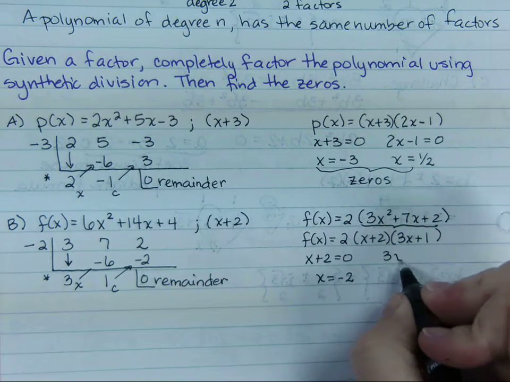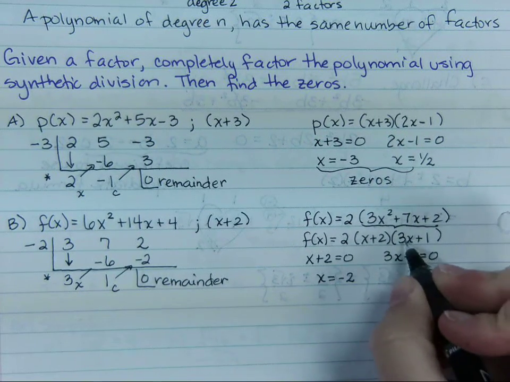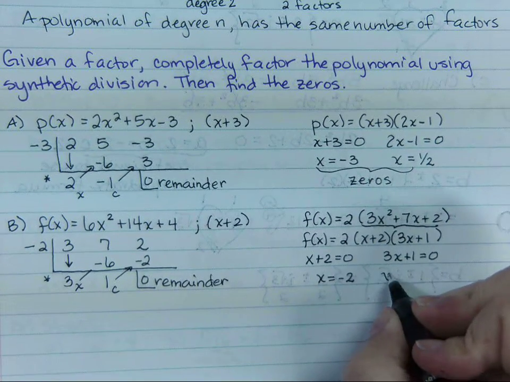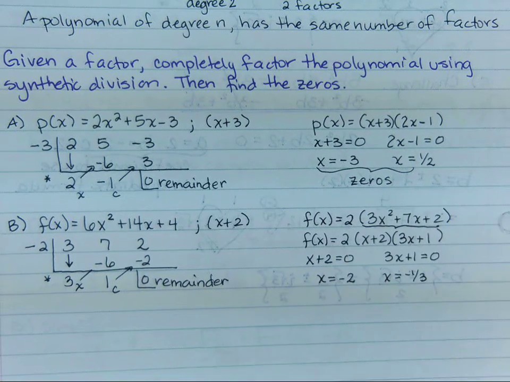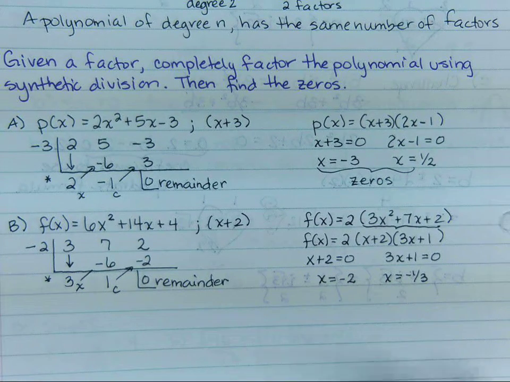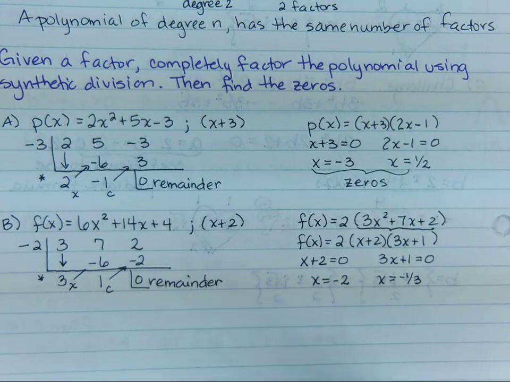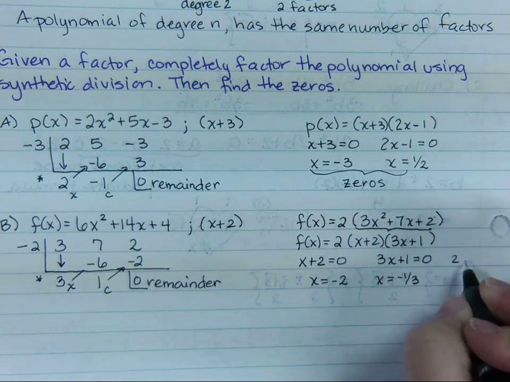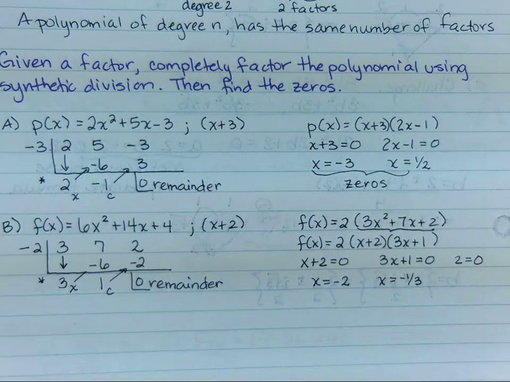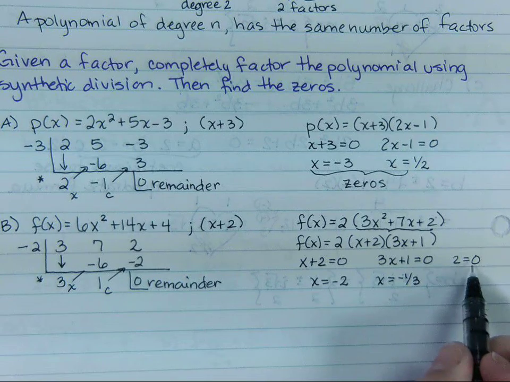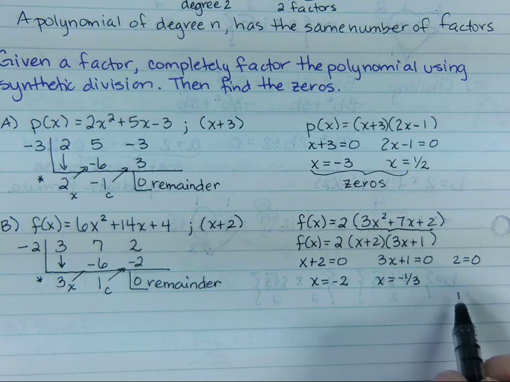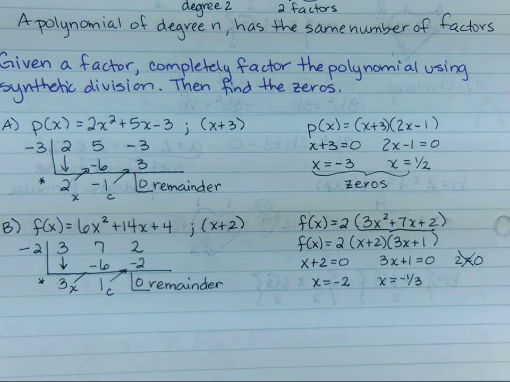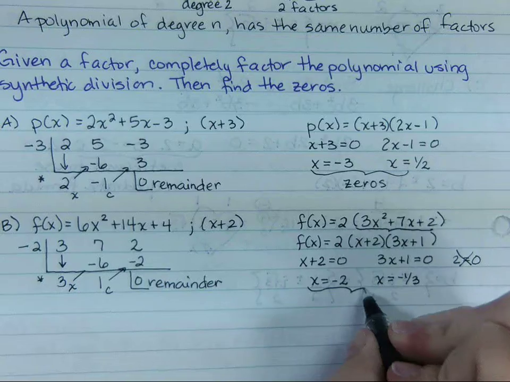And the last thing I have to do is find my other 0. So I'm going to set this other factor equal to 0. Now when I subtract 1 and divide by 3, I'm going to get my other 0 as negative 1/3. Now a lot of times students will get confused with what do I do with the 2 on the outside? Well, if you set that factor equal to 0 and solve, there's nothing to solve. There's never a time when 2 can be equal to 0. I have no variable. And so what happens is that's not possible. So it's not one of my zeros.